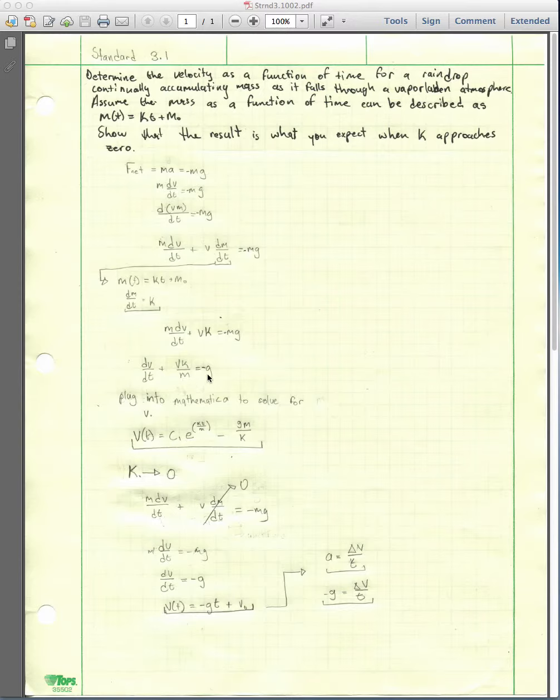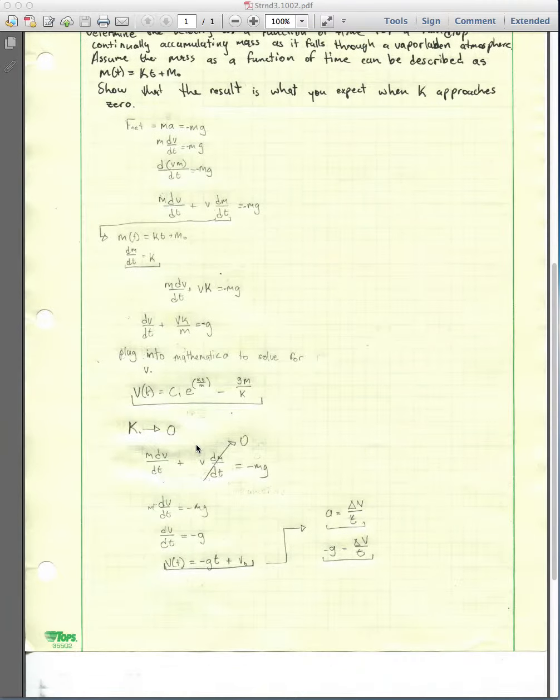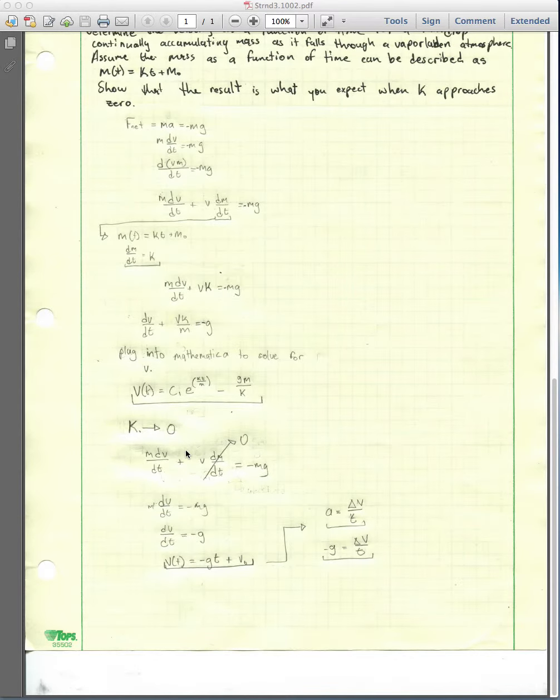Now, it's very hard to solve this differential equation by hand, so I plugged it into Mathematica, and this is the equation that I was given. So this is the equation that's going to represent velocity as a function of time for a raindrop continually accumulating mass. Now, the second part of that question was to determine what happens when k goes to 0.